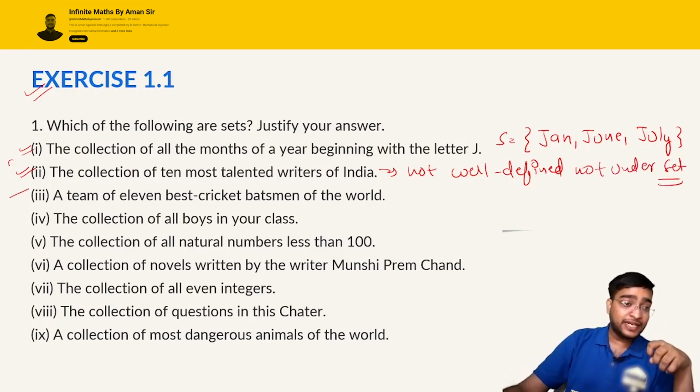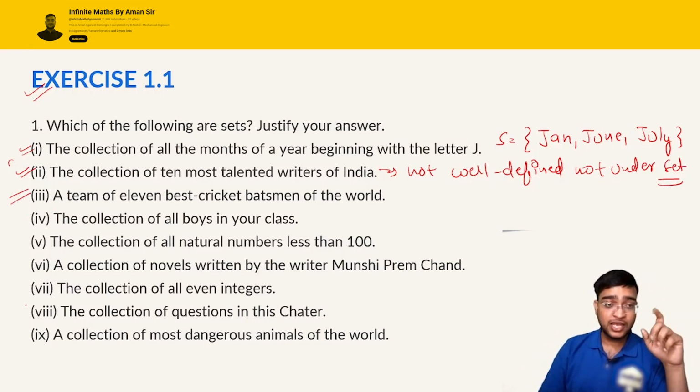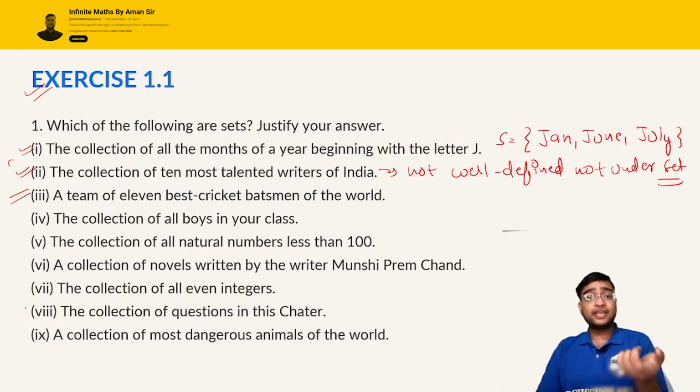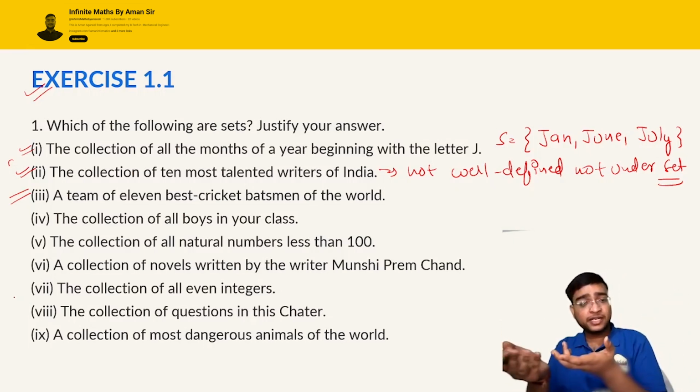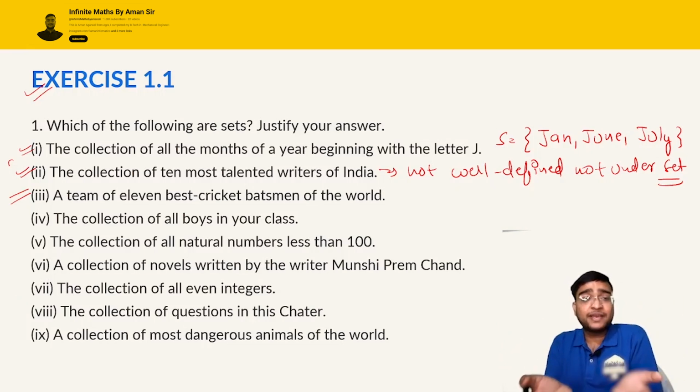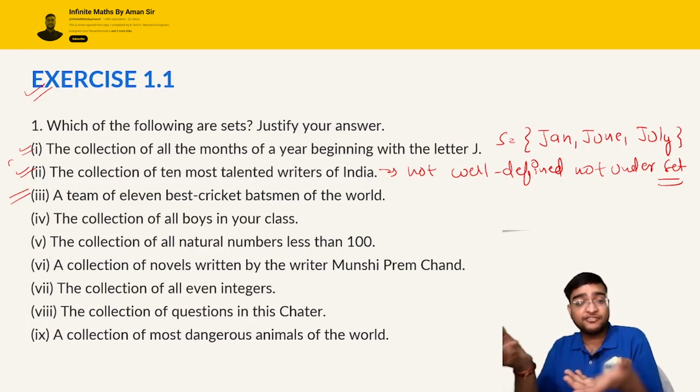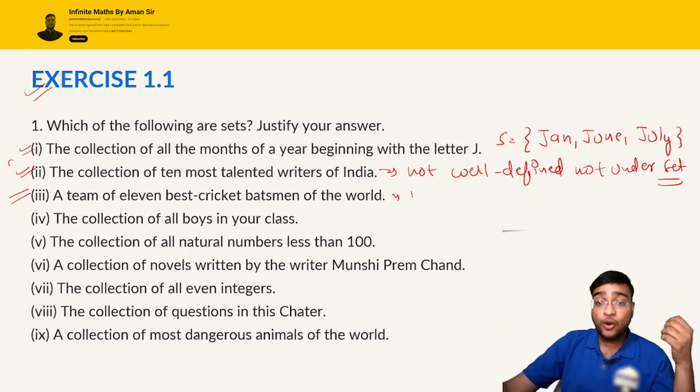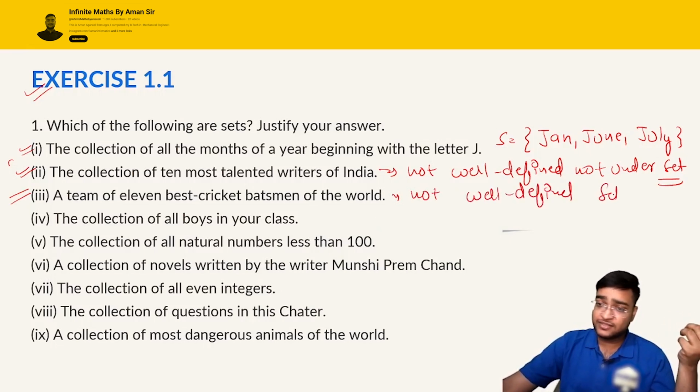Let's come to the third question. The team of 11 best cricket batsmen of the world. That also depends on the person. Like my favorite is Virat Kohli, my favorite is David Warner, my favorite is many other cricket players, but your favorite or best cricketer in your terms is different. So this is also not well defined, so it is not a set.